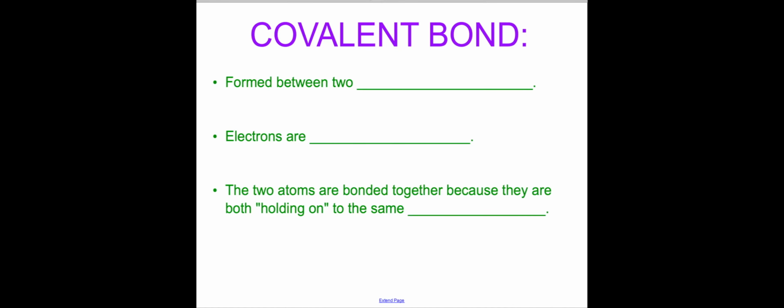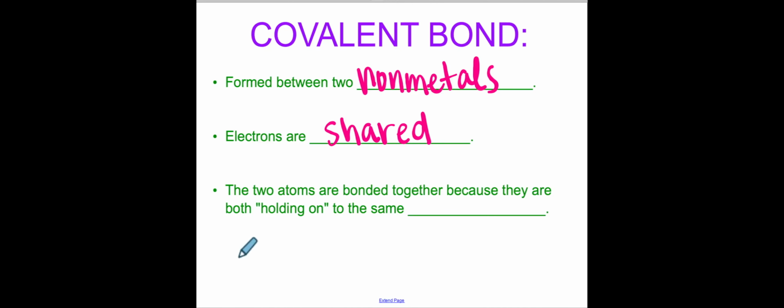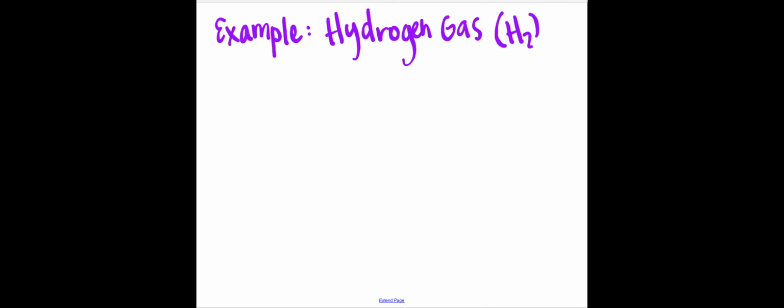And then a covalent bond. A covalent bond is formed between two nonmetals. In a covalent bond, the electrons are shared. And what happens is the two atoms are bonded together because they are both holding on to the same electrons. Here is an example of a covalent bond.